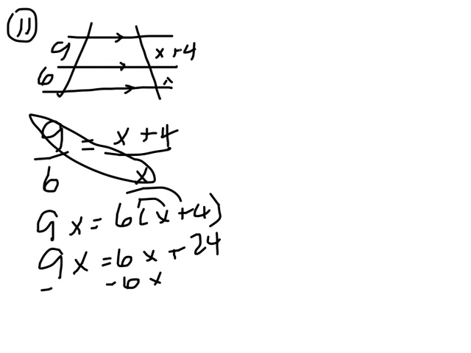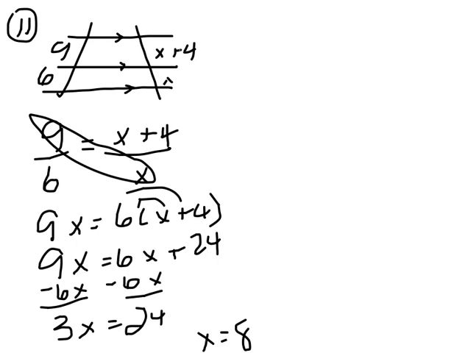Subtract 6x from both sides. 3x is equal to 24. And that means if you divide both sides by 3, x is 8. Okay, so that was 11. That was asked for, I think, in the 9th grade class. And then we had 12 that we just had asked for.